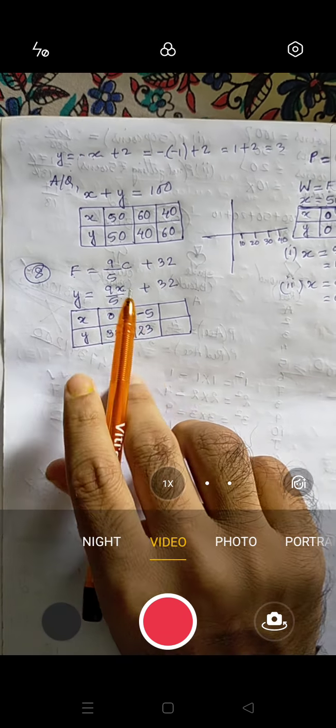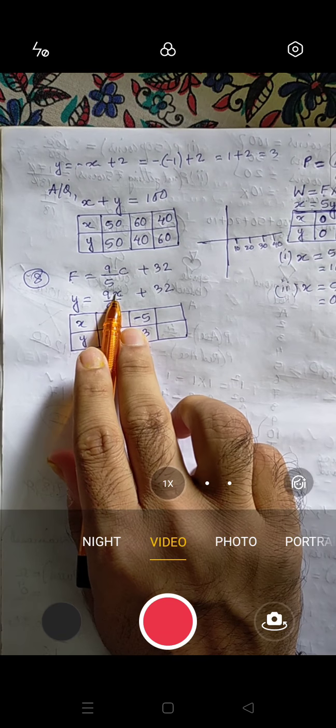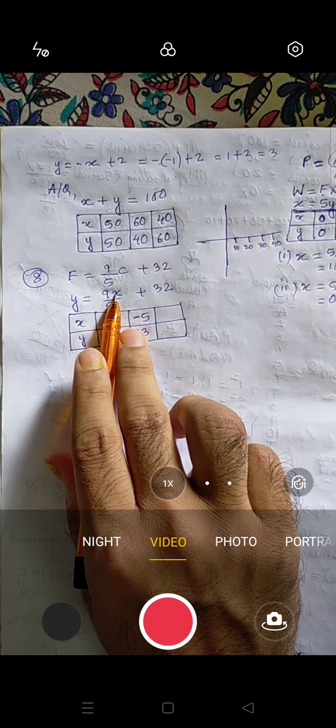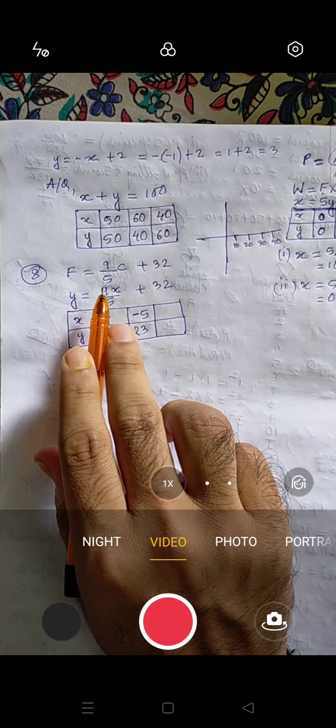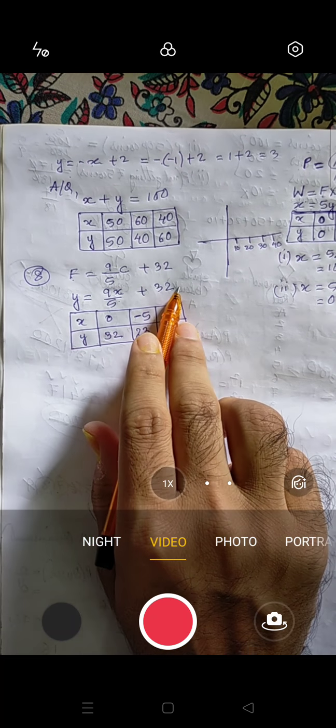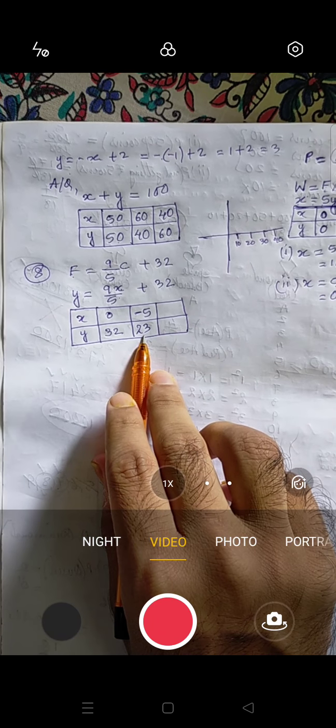If we have taken x as minus 5, then that 5 and this 5 will be cancelled. You will be having minus 9. So minus 9 plus 32, if you subtract, you will be having 23. Am I correct?